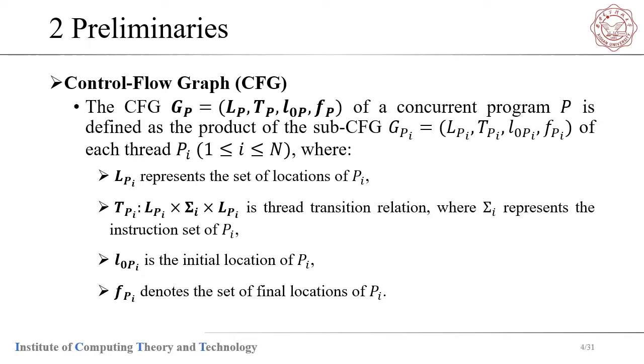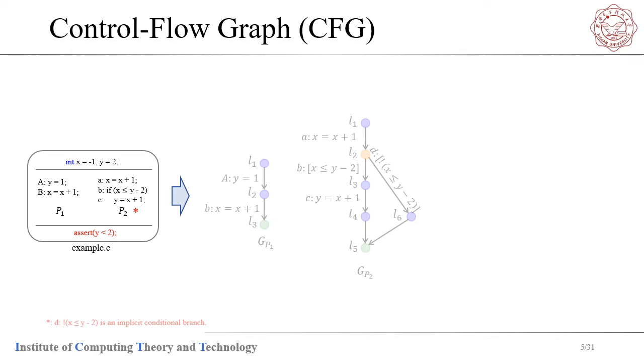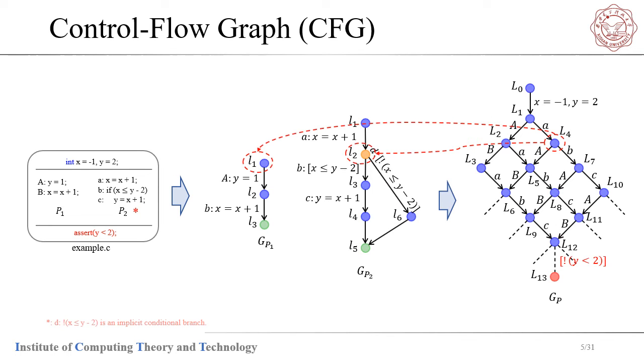To make our approach more clear, we first introduce some useful notions. The CFG GP of a concurrent program P is defined as the product of the sub-CFG GPI of each thread PI, where LPI and TPI represent the set of locations and the transition relation of PI. L0 PI and FPI are the initial and final locations of PI, respectively. For the concurrent program shown on the left, we can build the two sub-CFGs GP1 and GP2 of threads P1 and P2 and obtain its overall CFG GP.